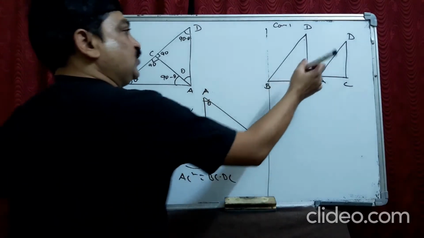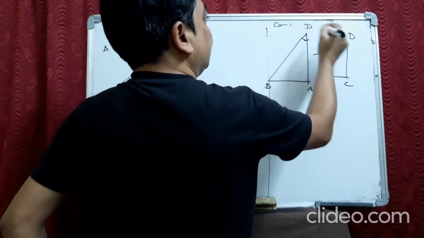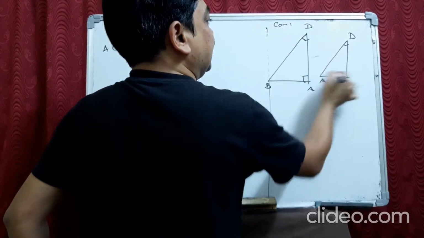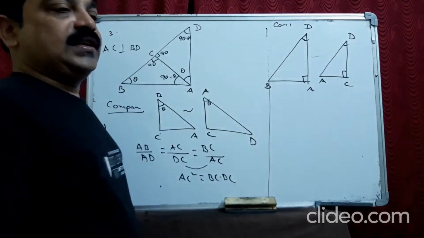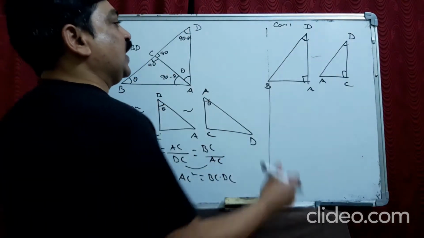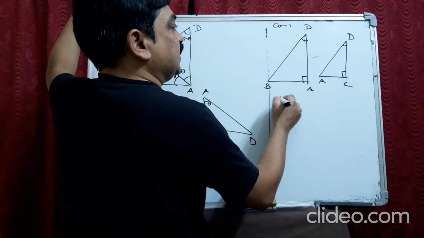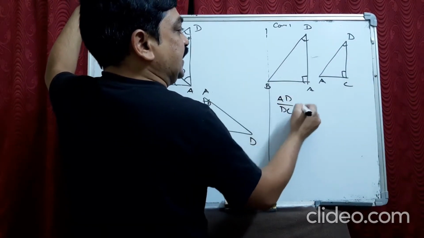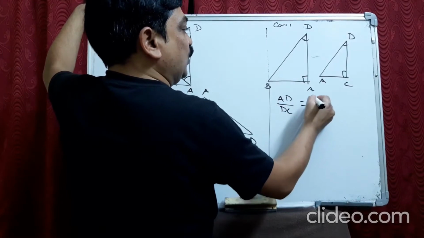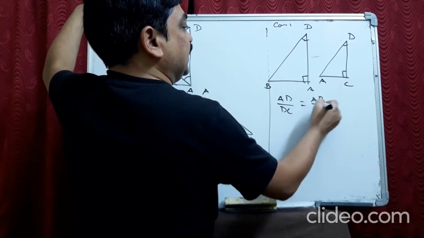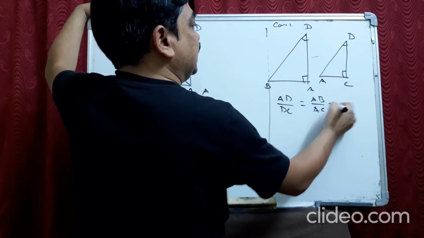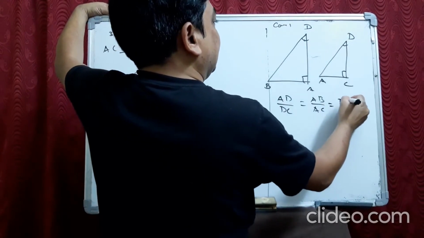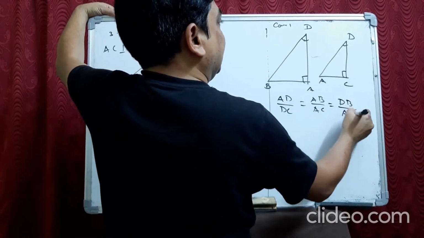Now let us compare. These 2 triangles are similar because this is same, these 2 angles are same. By AA similarity, these 2 triangles are similar. So when I compare this, let us see. AD by DC is equal to AB by AC is equal to DB by AD.